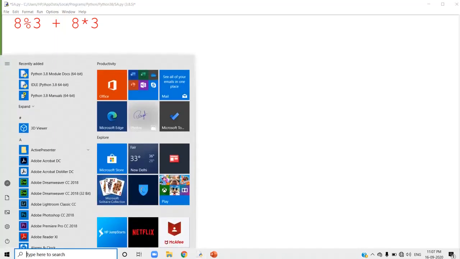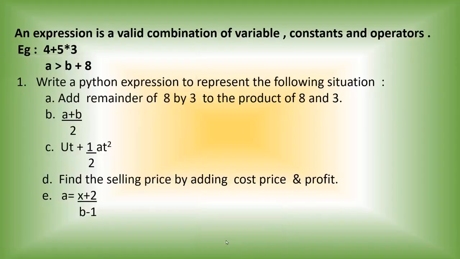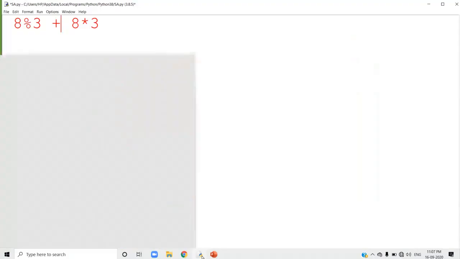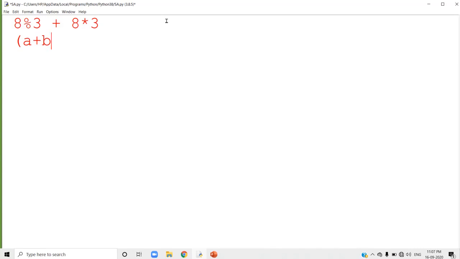And just see the second question. Second question is: a plus b divided by 2. I can write the Python expression for that. Even though you write a plus b like that, when you write in Python it must be a plus b divided by 2, with a plus b together. That is why I put it inside the bracket. A plus b is in the numerator, so a plus b together is represented by using the bracket, divided by 2.